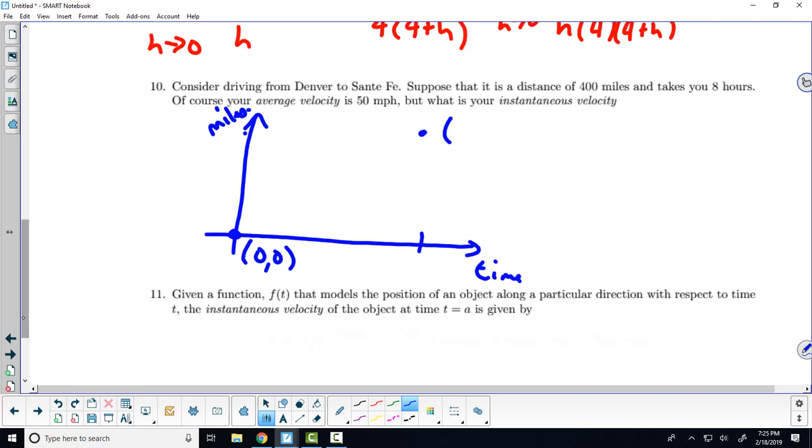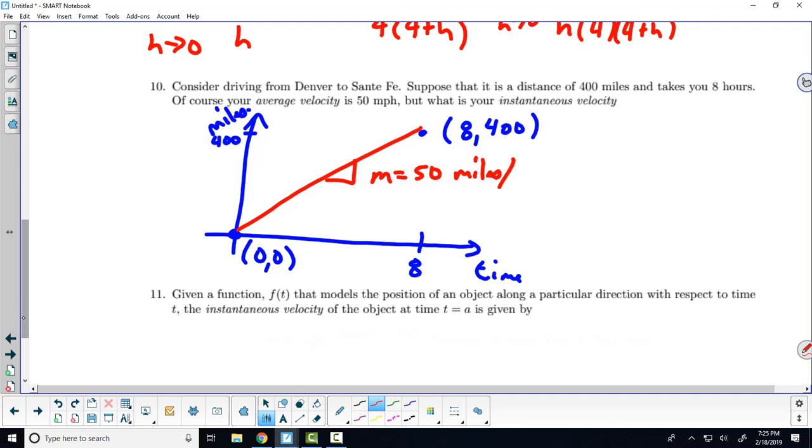How long did it take us? 8 hours. So this is the ordered pair 8, comma 400. So what is the slope of this line? Well, the slope of this line is 50. How do you interpret that slope? It's 50 miles per hour.